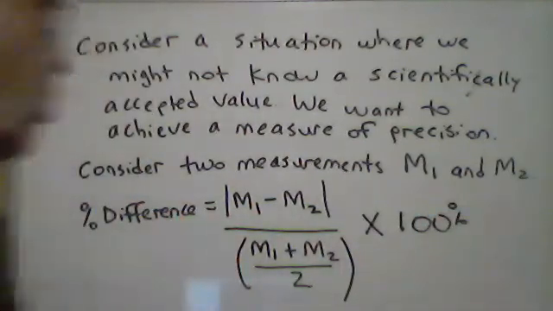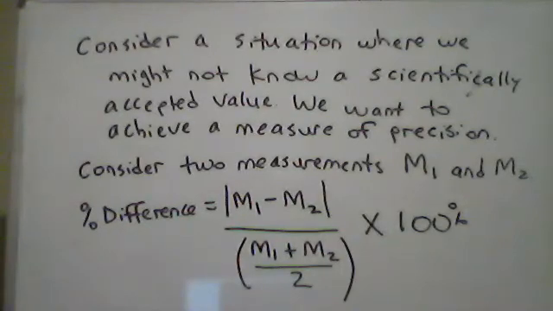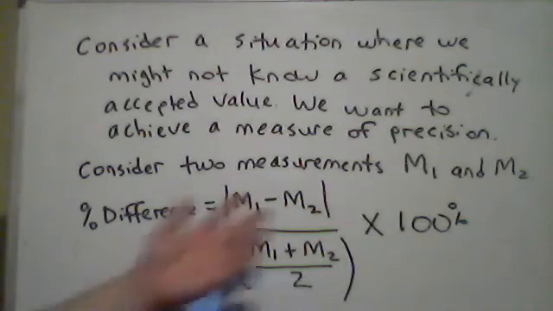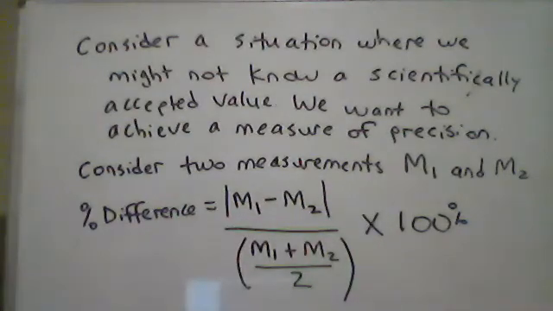So you would report that as a percent difference. And so in some cases, that's how you report your laboratory. Your laboratory report is either percent error, if you have a scientifically accepted value to go with, or a percent difference. You're really trying to figure out how well you compare with yourself. How good is your experiment?